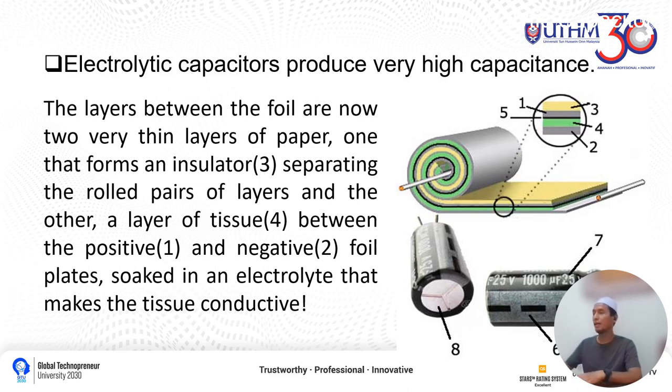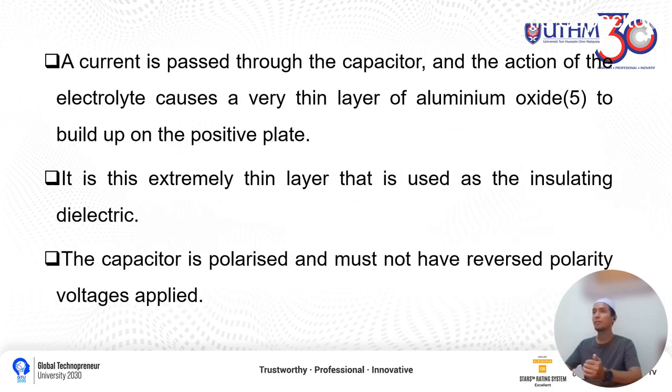So this is how the electrolytic capacitor is developed, with several layers of paper and also insulator. Usually for this capacitor, the current is passed through the capacitor and the action of the electrolyte causes a very thin layer of aluminum oxide to build up on the positive plate. It is this extremely thin layer that is used as an insulating dielectric. So the capacitor is polarized and must not have a reverse polarity voltage supply. That's why in the electrolytic capacitor we have to make sure the polarity is followed when we install it onto the circuit.